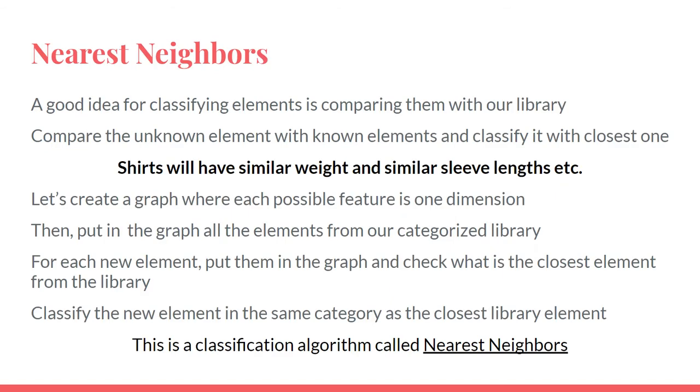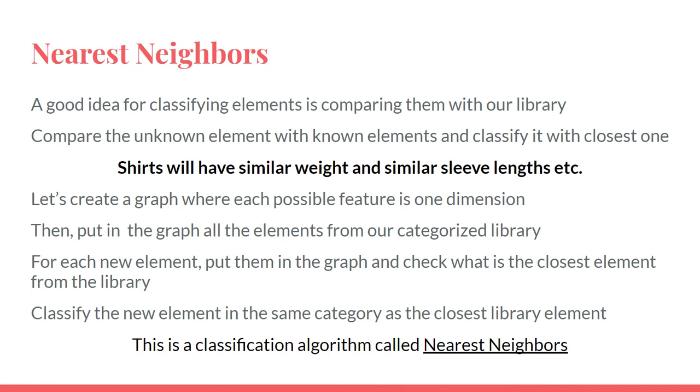Given all this information, a good idea for classifying new elements is to compare them with the elements we have in our library. Our library has examples of our categories. By comparing an unknown element with our already classified elements in our library, we can check which one is closest and classify them together. The base behind this is that, logically, shirts will usually have similar weight and similar sleeve length. To make our classification easier to visualize, we can put it in a graph.